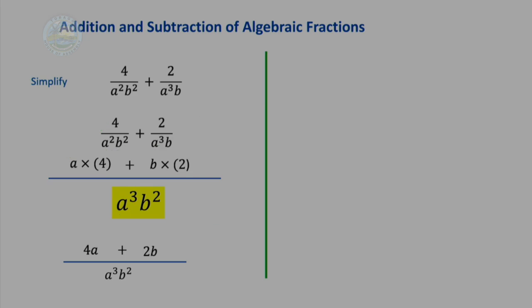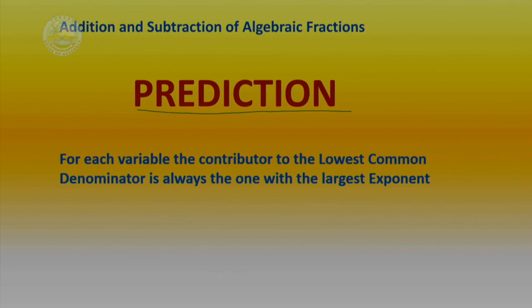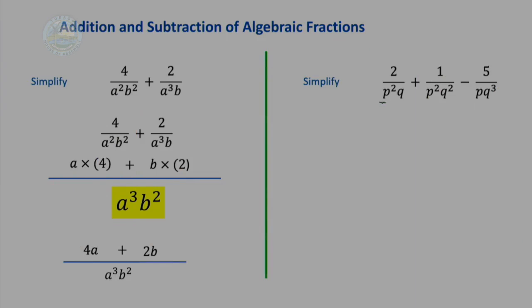Let's look at another example. Here it is simplify. We want to simplify 2 upon p squared q plus 1 upon p squared q squared minus 5 upon p q cubed. Our prediction was that the contributor for each variable to our lowest common denominator is always the one with the largest exponent or largest power. So if I'm looking at my p's, it's p squared, p, the largest power is 2. So my contributor for my p's to my lowest common denominator is going to be p squared.